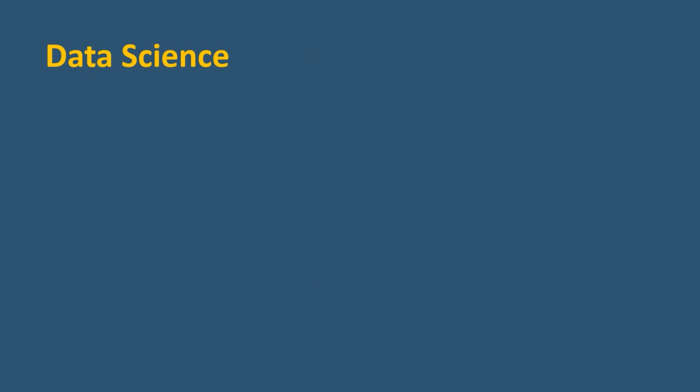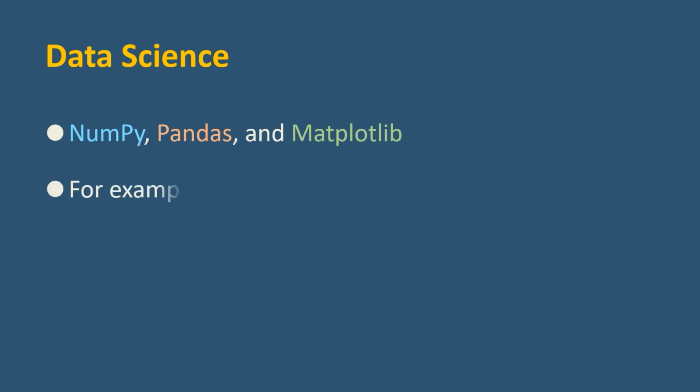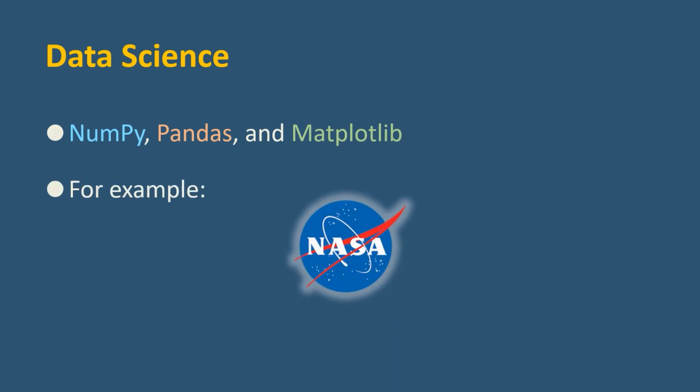Data science. Python has become the preferred language for data science and analysis due to its rich ecosystem of libraries such as NumPy, Pandas, and Matplotlib. These libraries enable data scientists to process, analyze, and visualize large datasets efficiently. For example, NASA uses Python for data analysis in various space missions, such as predicting weather patterns and analyzing satellite imagery.